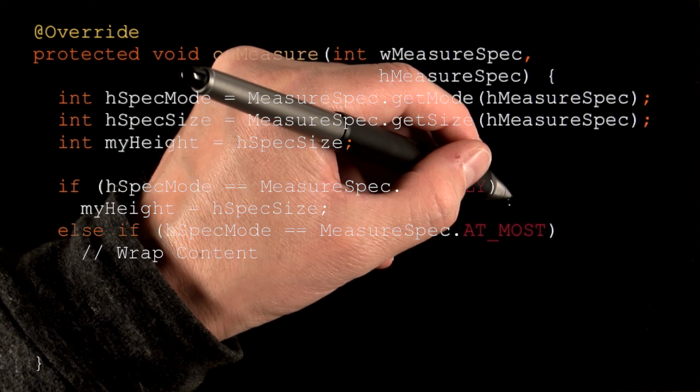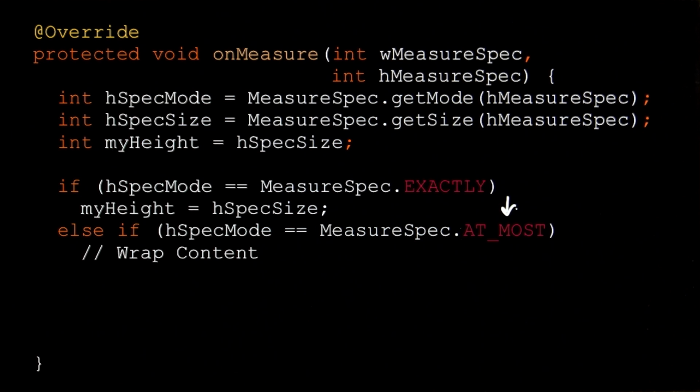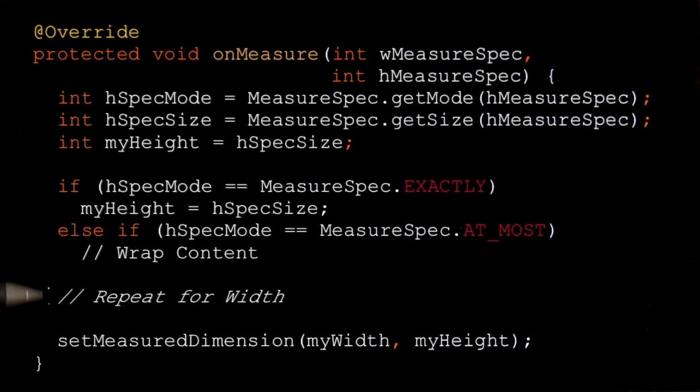Another alternative is AT_MOST. This indicates that your view can define its own size up to the size given. This is typically the case for views set to wrap content, where the view should be as wide as it needs to be to display its content, but no wider than that. And of course all of that's provided that it still fits within the parent container, as indicated by the size parameter. Now, we've just finished calculating all of that for the height parameter, and you'd need to do exactly the same thing again for width.